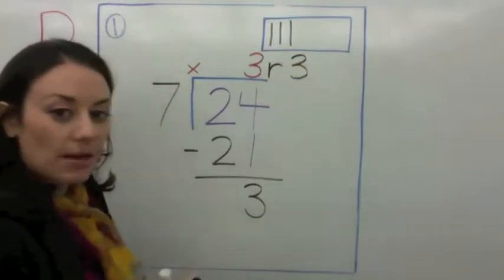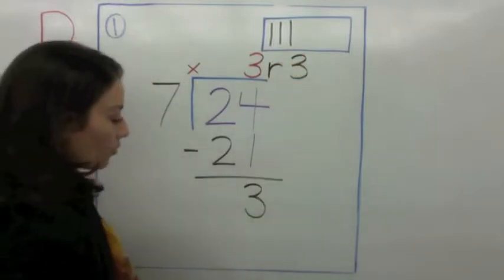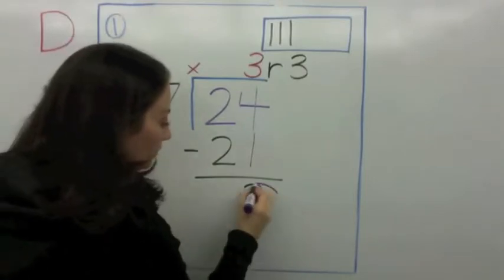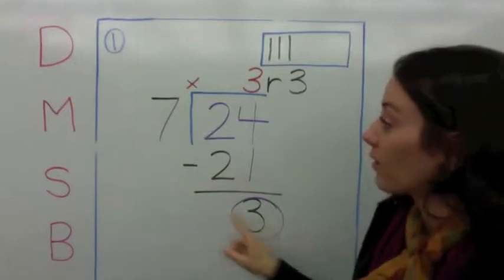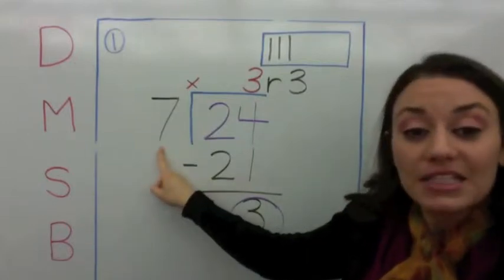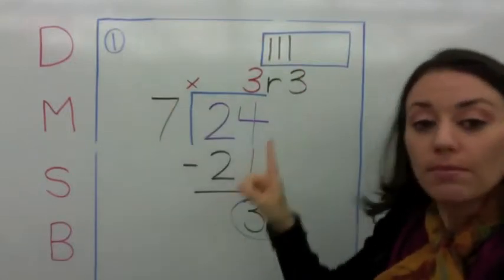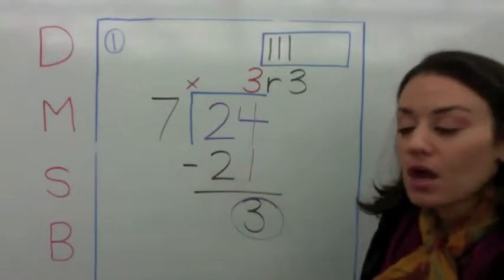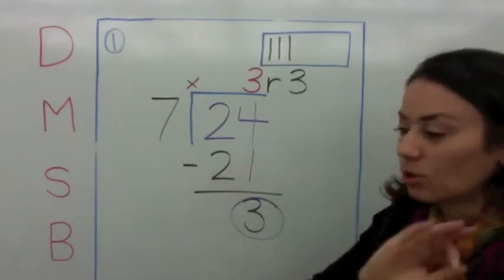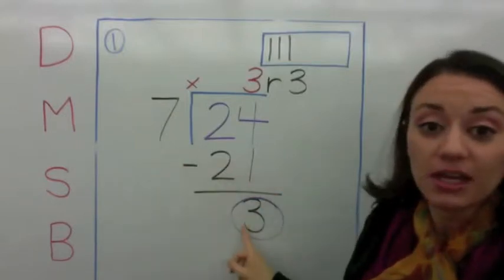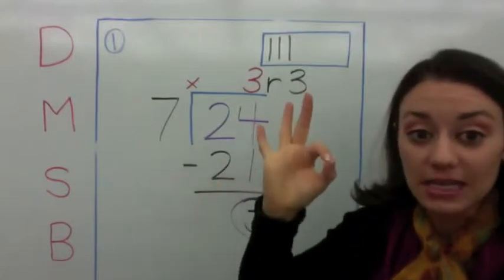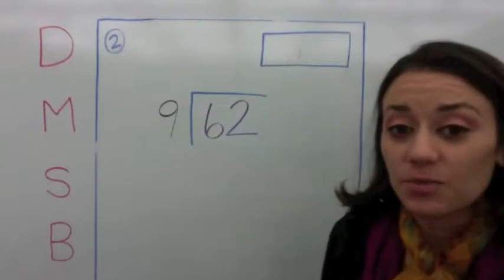And let me tell you something. If your remainder, I'm going to circle it, is ever more than the divisor, that means that you can skip count 1 more time, okay? So the rule is that the remainder has to be less than the divisor. Is 3 less than 7? Yes.